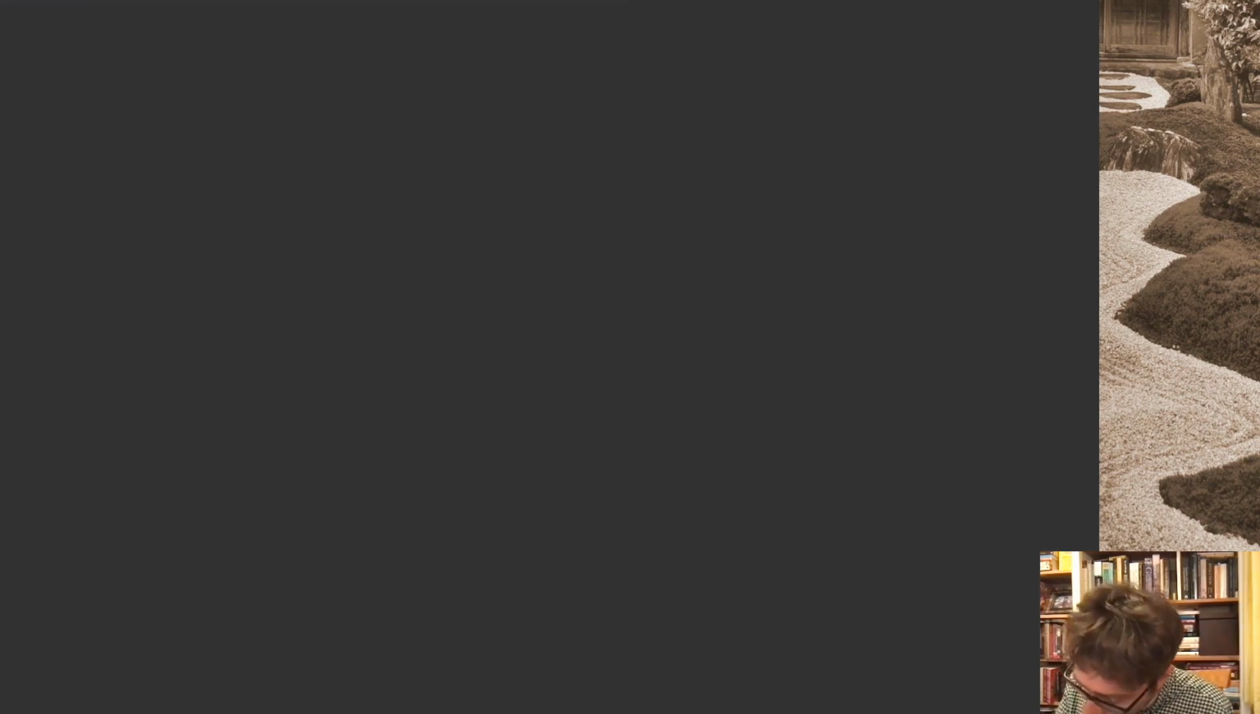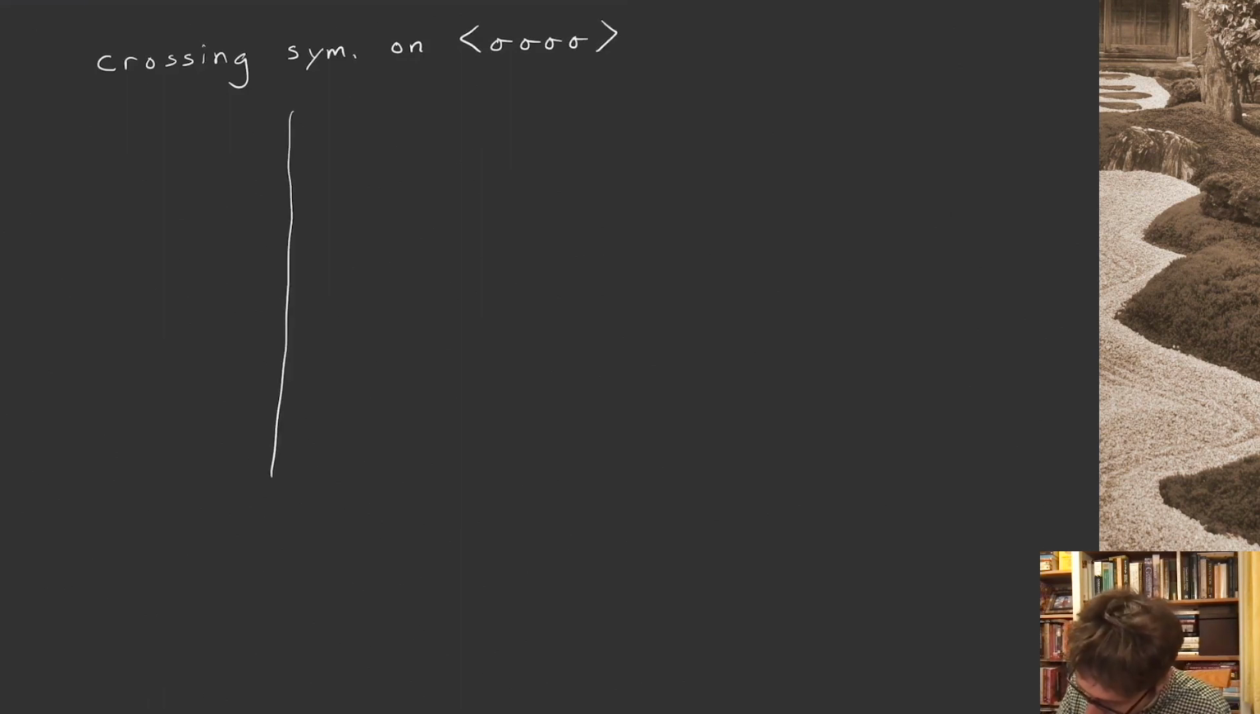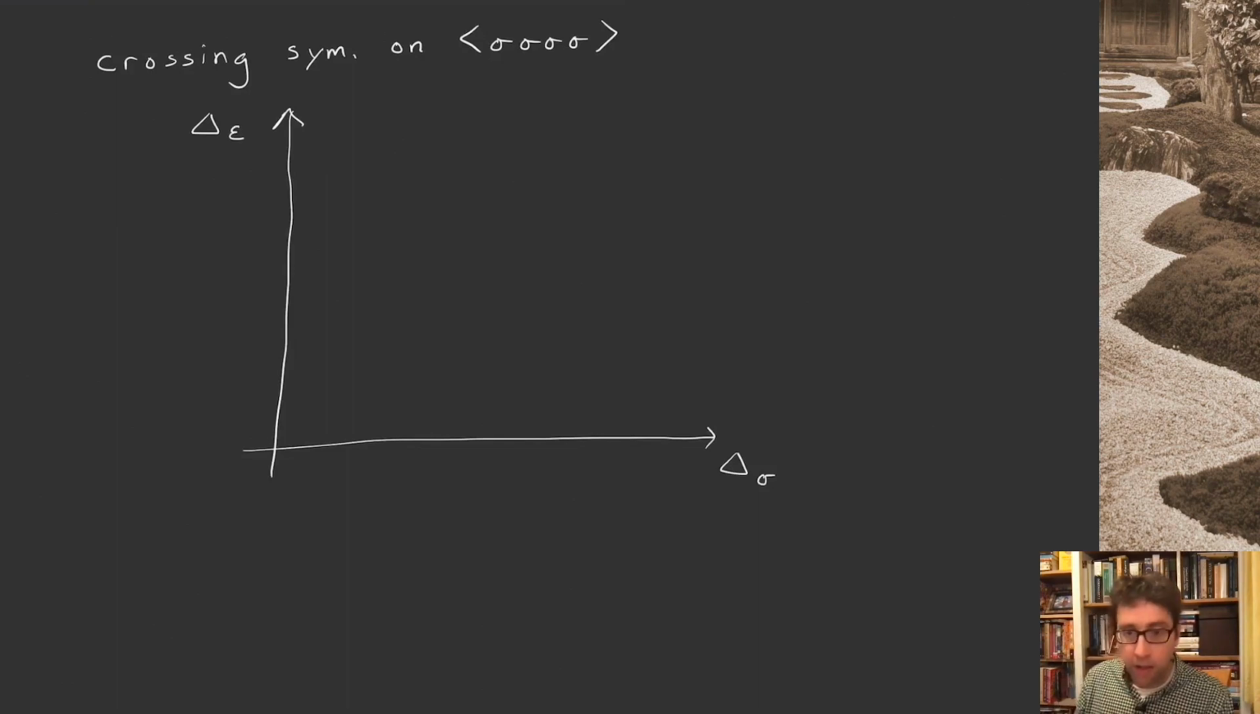So what you get from crossing symmetry, from the Bootstrap on this sigma, sigma, sigma, sigma 4-point function, is a plot that looks a little bit like this. On the x-axis, I'll put the dimension of the sigma operator. On the y-axis, I'll put the dimension of this epsilon operator. And let's just set the origin. So this is the free case. The y-axis starts at d minus 2 and the x-axis starts at d minus 2 over 2. So that point there should clearly be allowed.